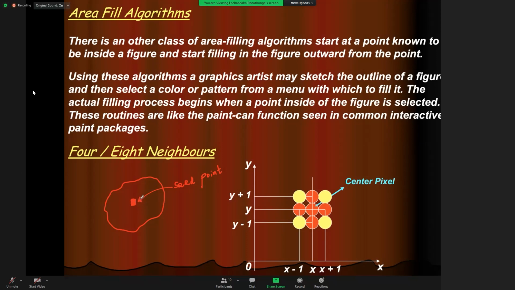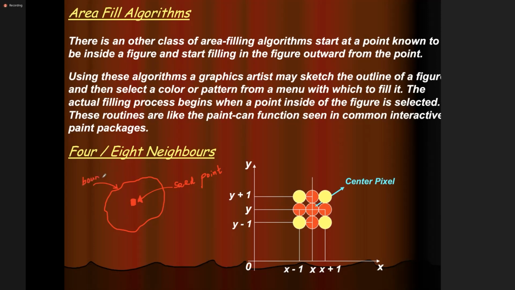Now let's see how, from that point, this is the boundary or border. These pixels have the border color, and now you are filling some other color. Right? Border color or boundary color. We use this border color, which is available in the border, as a decision parameter. Let's see how it works when you start from the seed point.